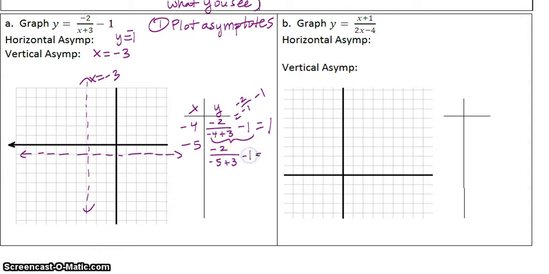All right, and next, -5 plus 3 is -2. So that would be 1 minus 1, so that would be 0. Okay, so my 2 points are -4, comma 1, and -5, comma 0. So the first part of my hyperbola looks like this.